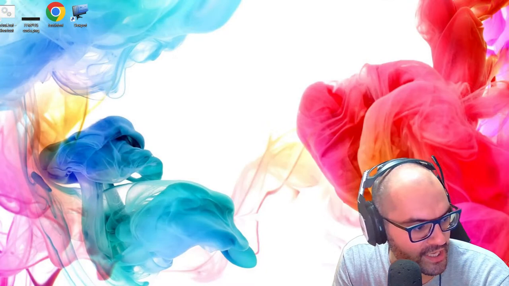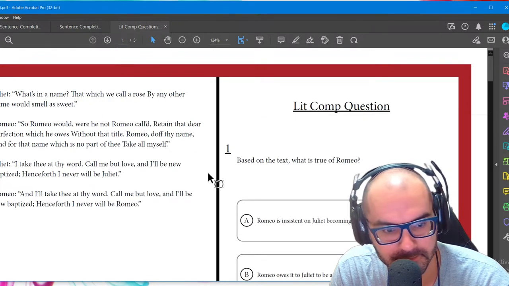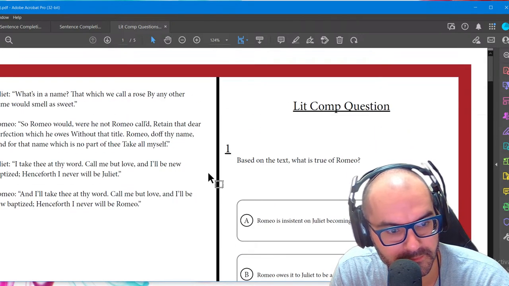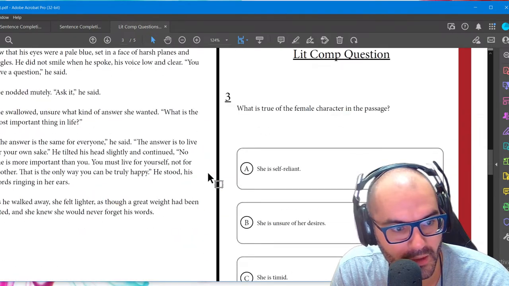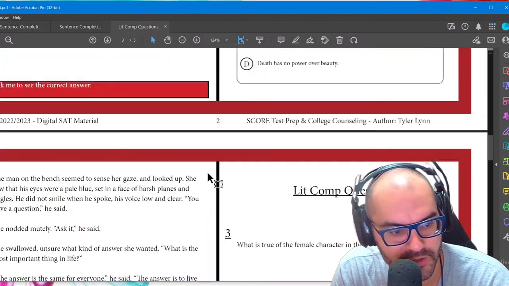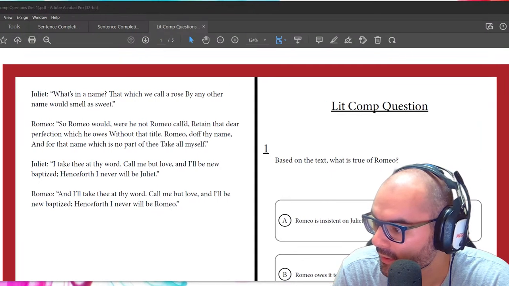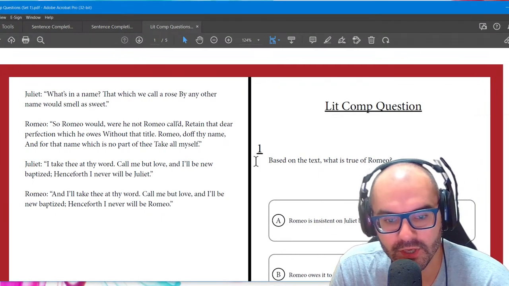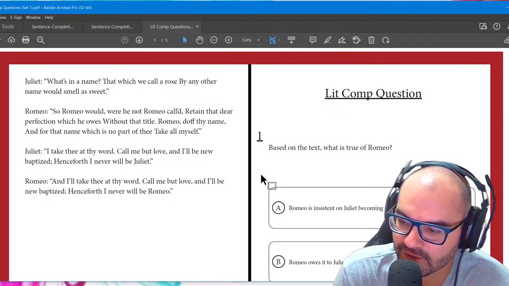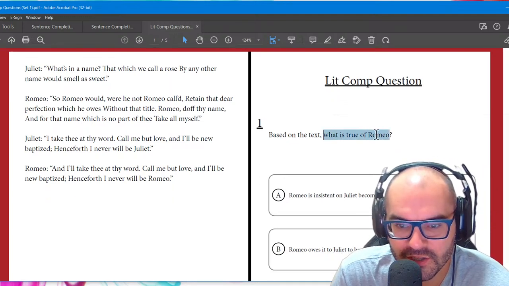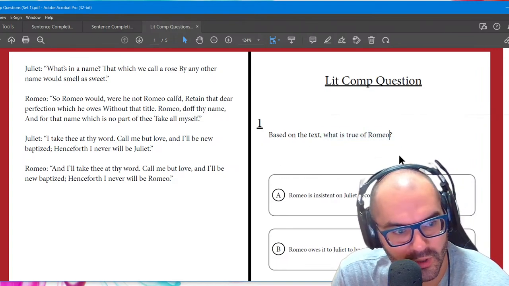So let's take a look at that set that I sent you. Look at a few of these together. I got a couple, the first two are poetry things, and then the last ones are a little more like short story things here. So the first one, I don't know how many people studied Shakespeare, but if you have, you might be familiar with this passage. But if not, it's okay. We can still figure it out. They're asking us what is true of Romeo. So we're just going to try to focus on him and what he's saying.